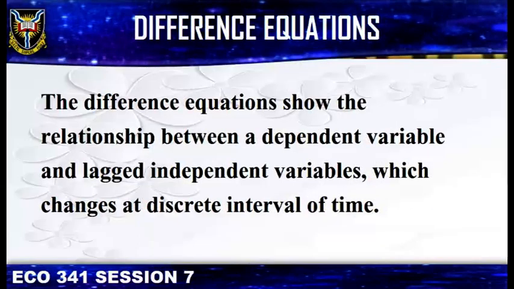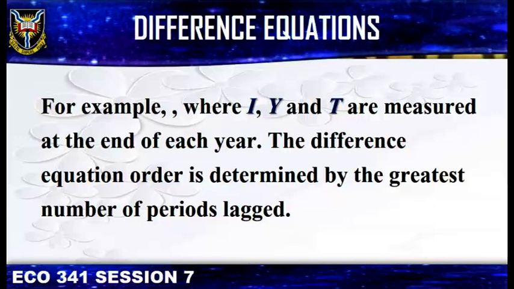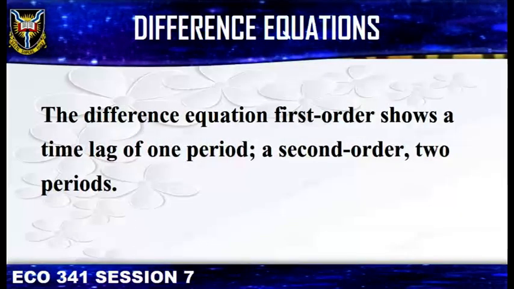Difference equations. The difference equations are equations that show the relationship between a dependent variable and lagged independent variables, which change at discrete intervals of time. For example, Ct is equal to f into bracket yt minus 1, t, bracket closed, where c, y, and t are measured at the end of each year. The difference equation order is determined by the greatest number of periods lag. The first order difference equation shows a time lag of 1 period, a second order 2 periods.